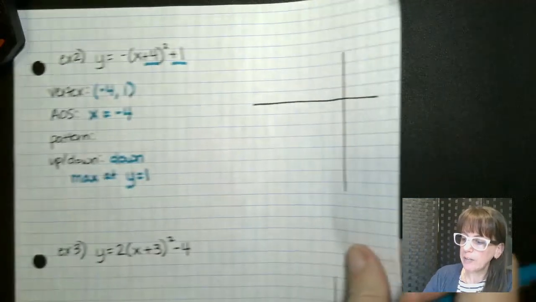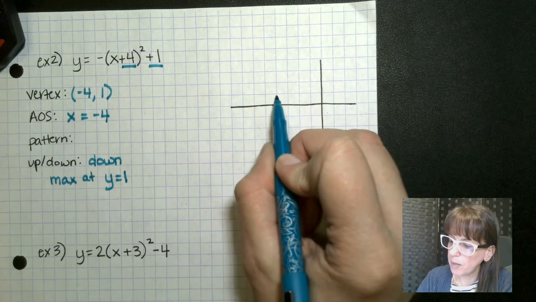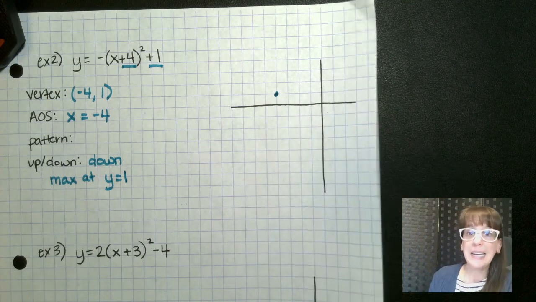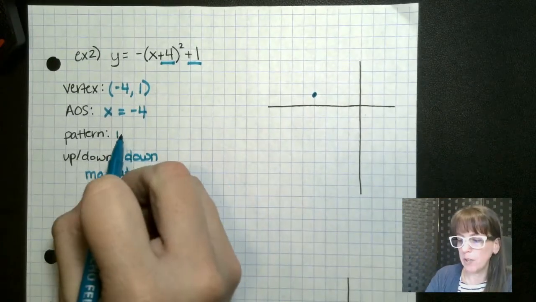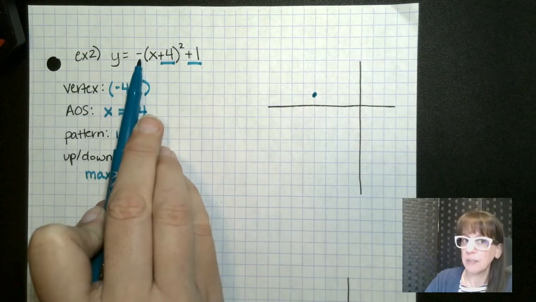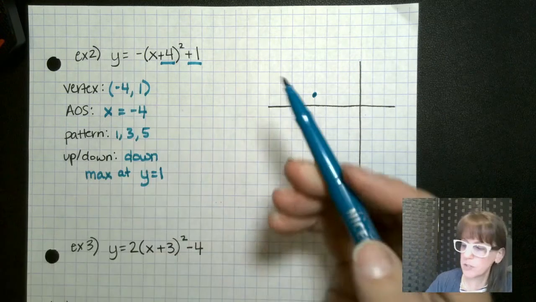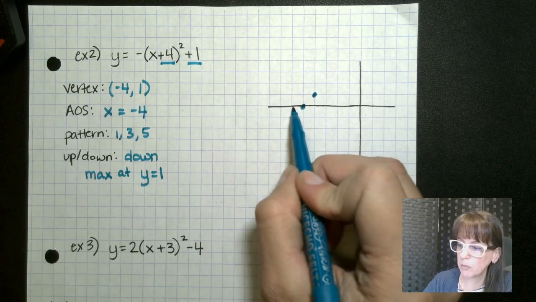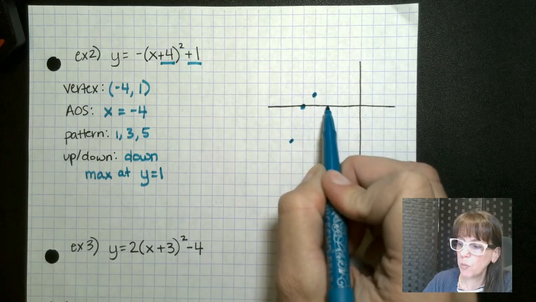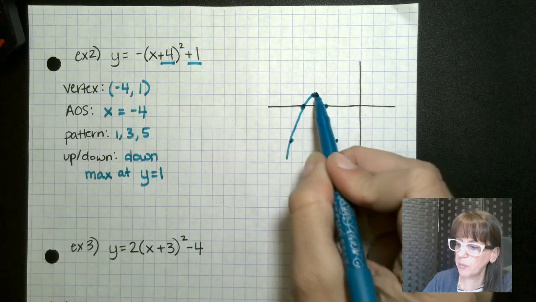So we go over -4, up 1. Over -4, 1, 2, 3, 4, up 1. There's our vertex. Now our pattern is normally 1, 3, 5. And the negative just tells us that it's opening down. So our pattern is still the same because it's a 1. So we're going to go over 1, down 1, over 1, down 3, over 1, down 1, over 1, down 3. And there we go.